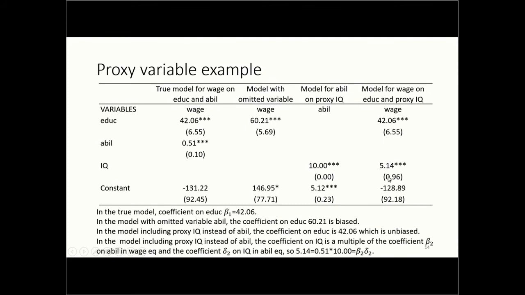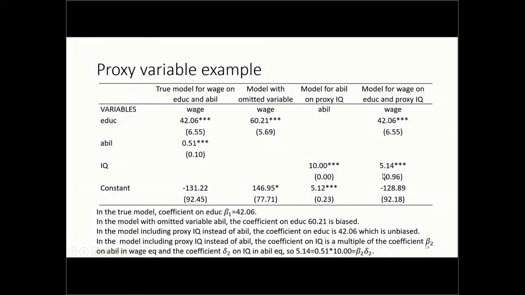So now, what is the coefficient here that we estimated on IQ? Well, now that coefficient relates wage to IQ. So this coefficient may be of interest here or maybe not. But the way this coefficient is obtained is a multiple of the original coefficient of ability on wage, this 0.51, times the coefficient that we have of ability regressed on IQ, times 10. So this coefficient 5.14 is 0.51 times 10. That's how we obtain this coefficient here.